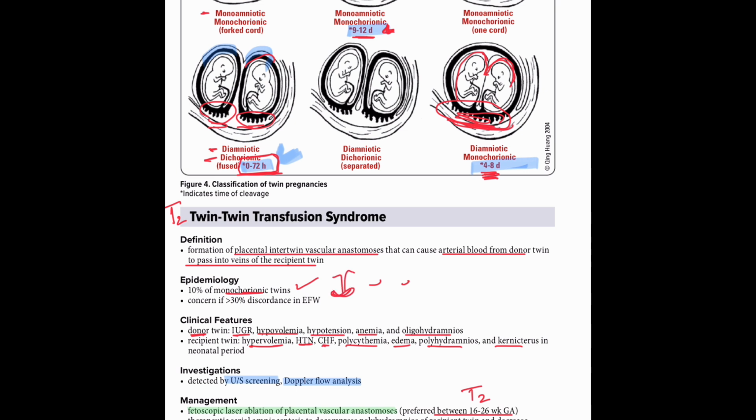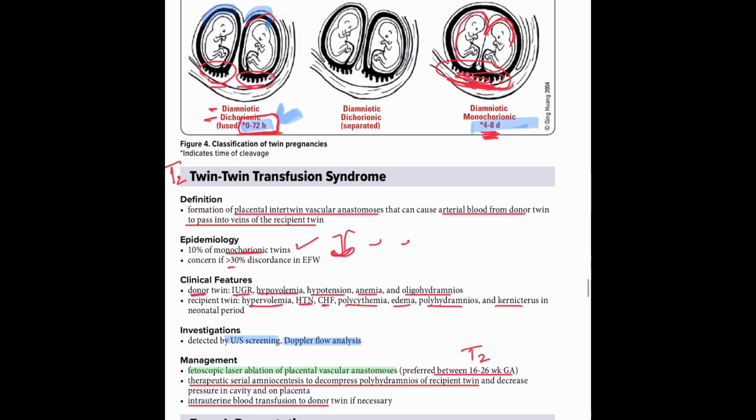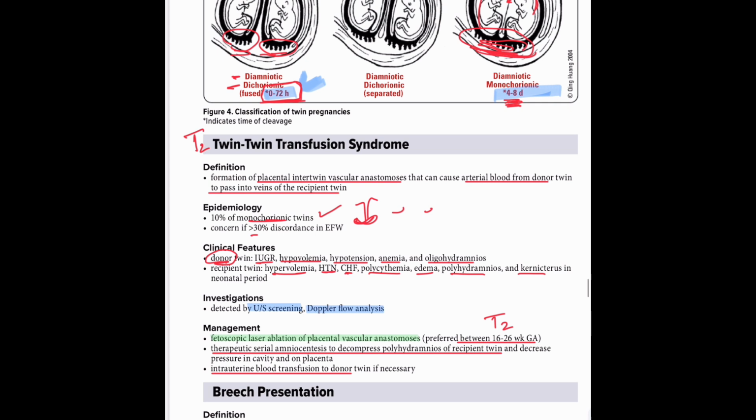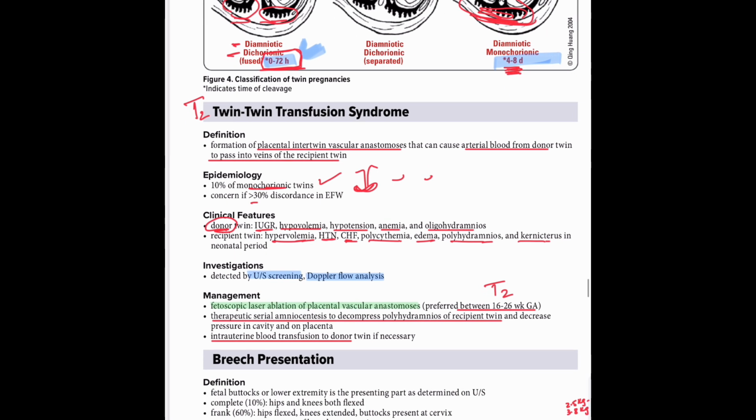They will have anastomosis. And concern if more than 30% discordance in the estimated fetal weight. Of course, if the discrepancy is more than 30%, then we get concerned. Okay, one is really growing bigger and one is getting smaller and smaller. So what happens to the donor twin? They'll have growth restriction, hypovolemia, hypotension, anemia, oligohydramnios. And the recipient twin, they will be taking more and more blood: hypervolemia, hypertension, congestive heart failure, polycythemia, edema, polyhydramnios, kernicterus in the neonatal period.